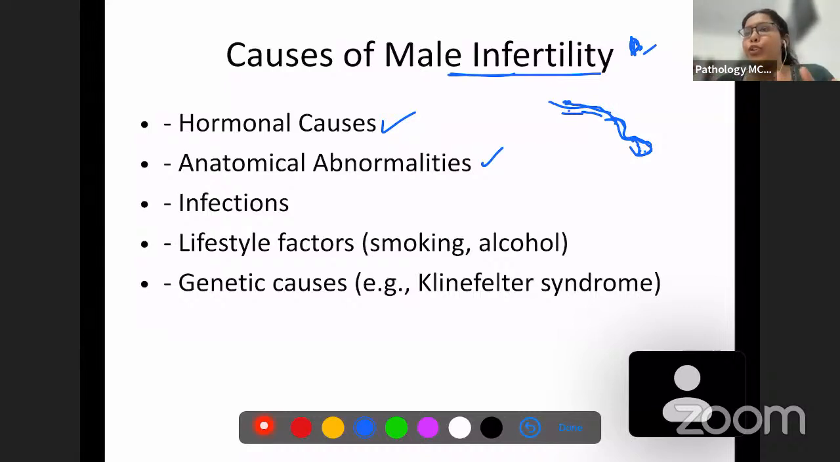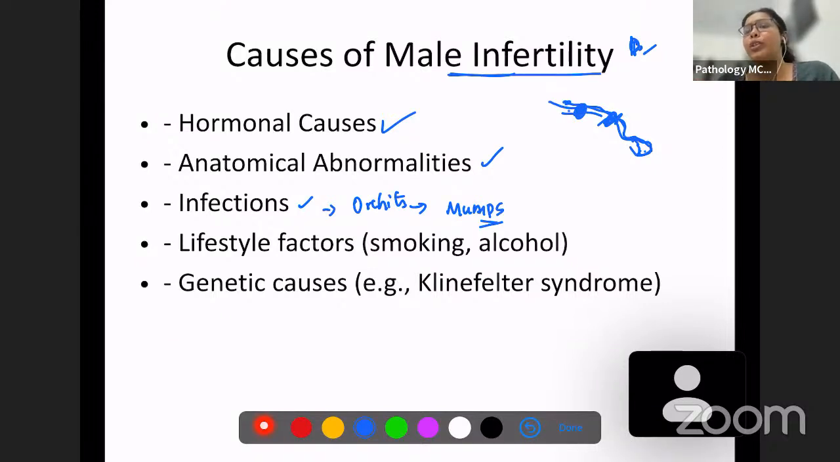First of all, the hormone for producing sperm is not adequately produced. That is one of the hormonal causes. Second, wherever the sperm is traveling, there could be an abnormality or a blockage, so an anatomic abnormality in the vas deferens or in the spermatic cord. Another reason could be infections, like sexually transmitted infections or even orchitis. Sometimes we know that mumps virus is an important cause of orchitis in children. So that could be a reason for male infertility.